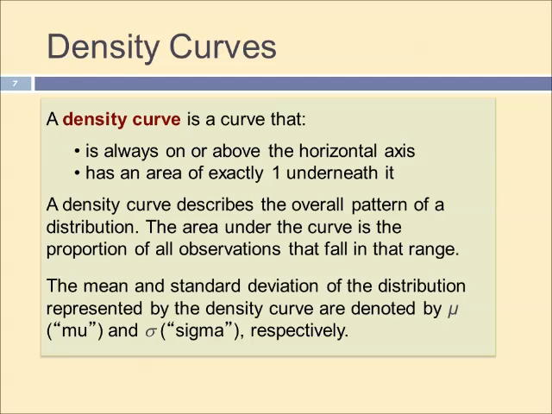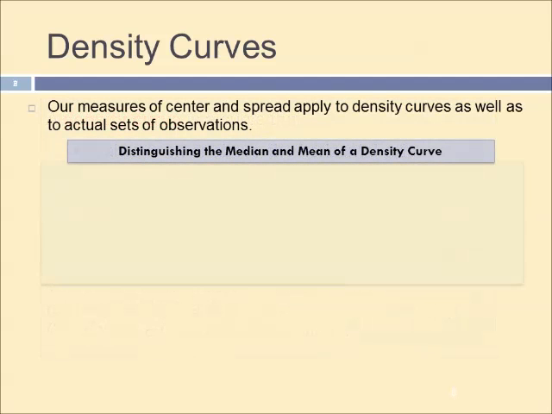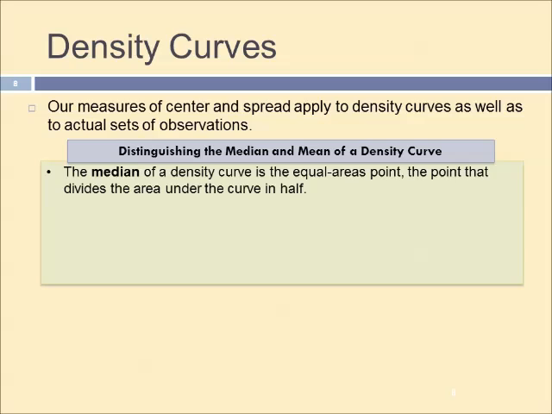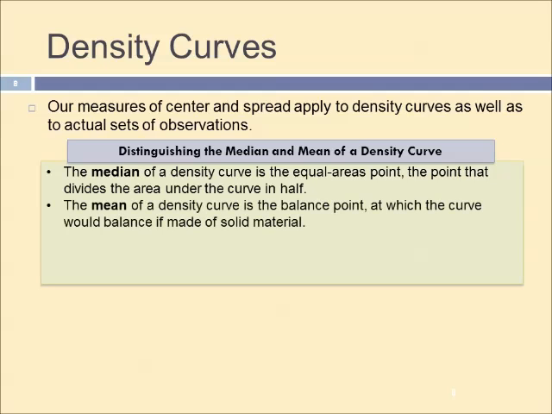The mean and standard deviation of the distribution, represented by the density curve, are denoted by the Greek letter mu and the Greek letter sigma, lowercase sigma, respectively. Now, our measures of center and spread apply to density curves as well as to actual sets of observations. The median of a density curve is the point of equal areas. That's the point that divides the area under the curve exactly in half. The mean of a density curve is the balance point, at which the curve would balance if made of a solid material.